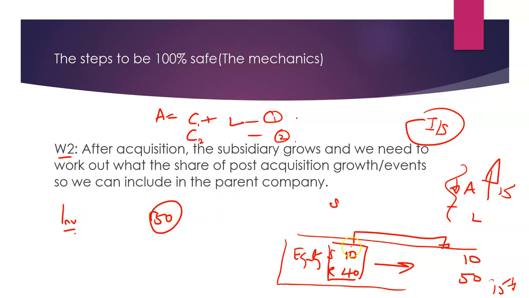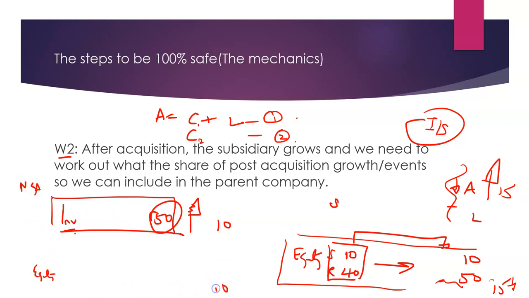Ultimately, we need to show those additional profits in our consolidated set of accounts, right? Think about it like this. If you had kept this investment in your non-current assets, any growth would show as an increase. If this had increased by 10, you would have 10 here in your investment in non-current assets, and also in your equity section you would have this increase in profit of 10.